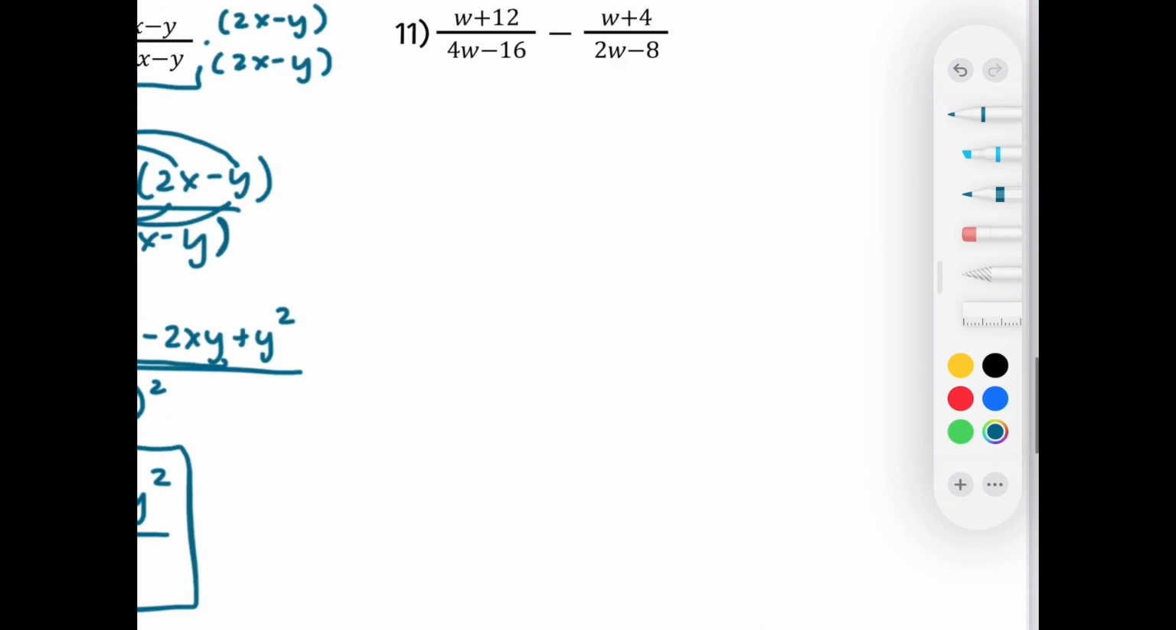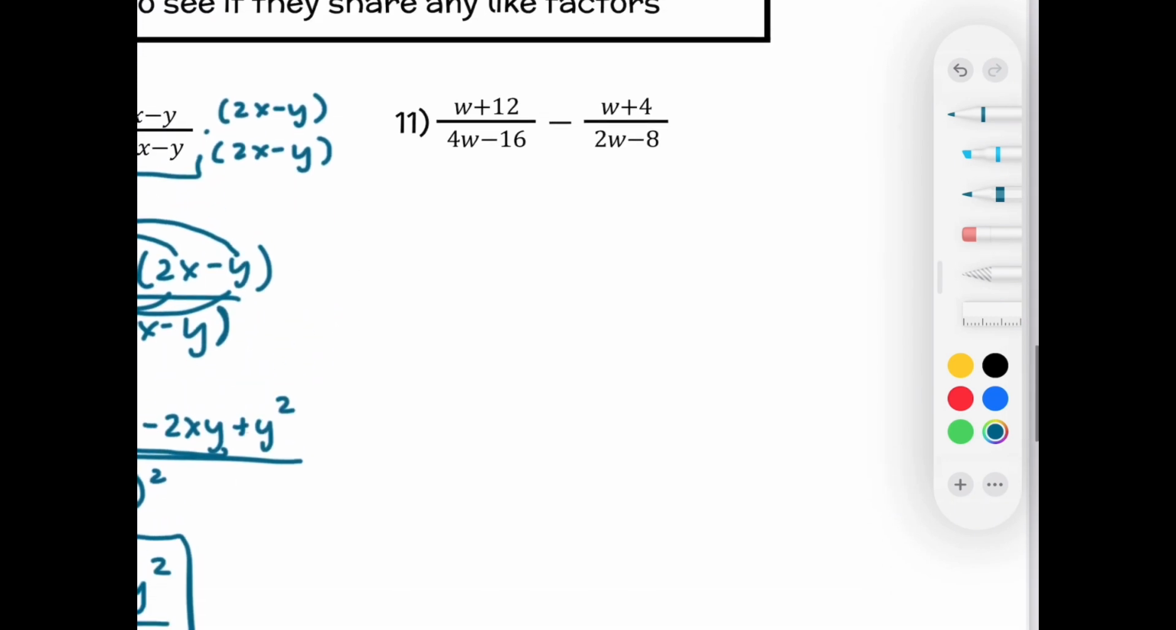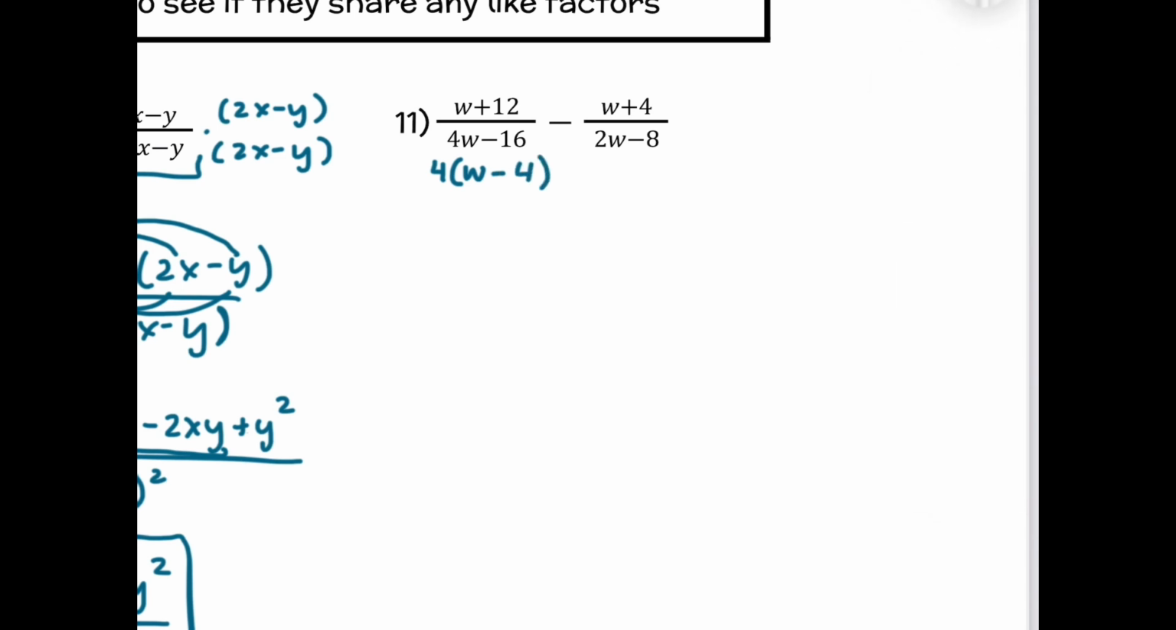All right, and then for our last example of this, we need to find a common denominator again. So let's factor the bottom and the top. So on the bottom, we have a GCF of 4. So we'd have w minus 4 left over. On the other fraction, we have a GCF of 2. So w minus 4 again is left over. So they both have w minus 4. So I'm just going to write it over here to keep track of it. We have w minus 4.